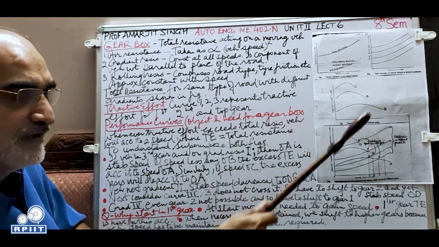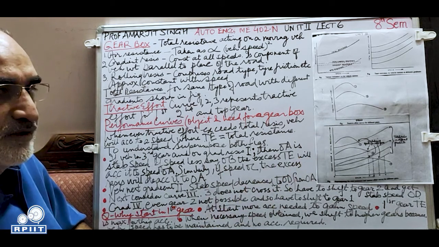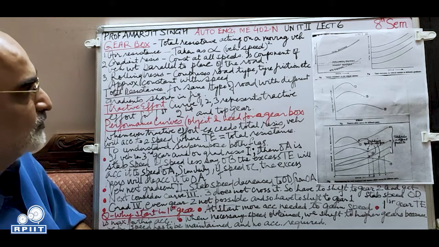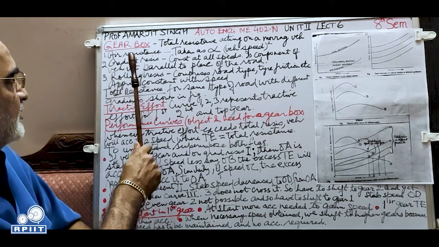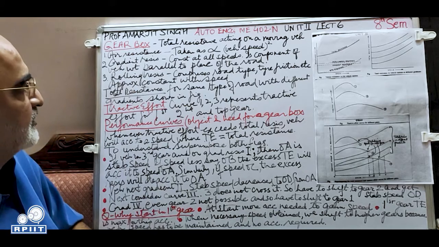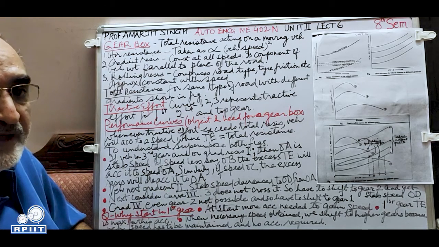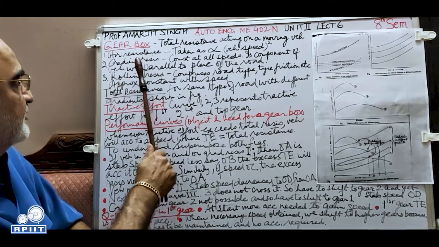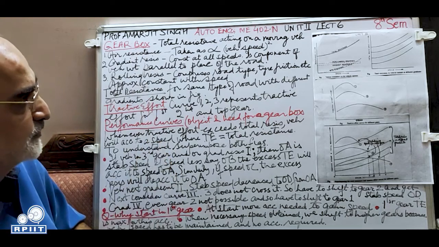Vehicle is in motion, चल रही है, उसके क्या-क्या forces उसको रोकती है. There are 3 resistances when a vehicle is moving. First is the air resistance.